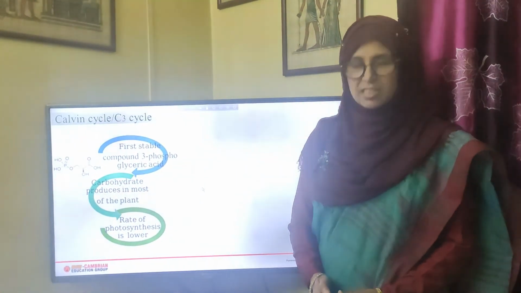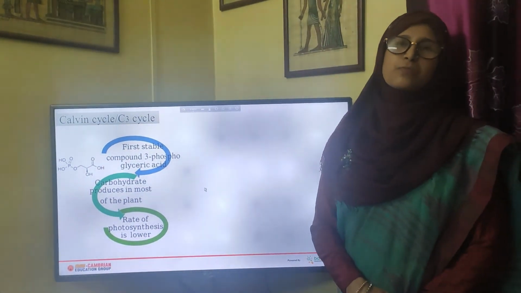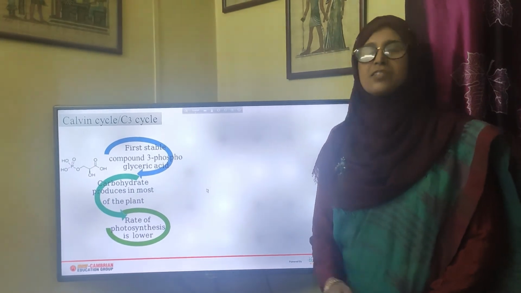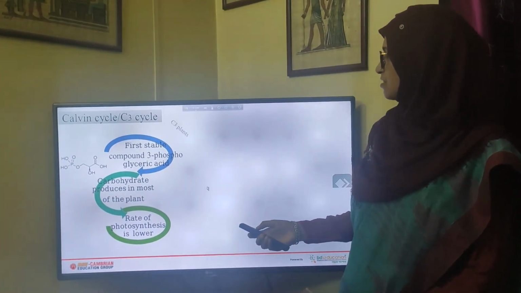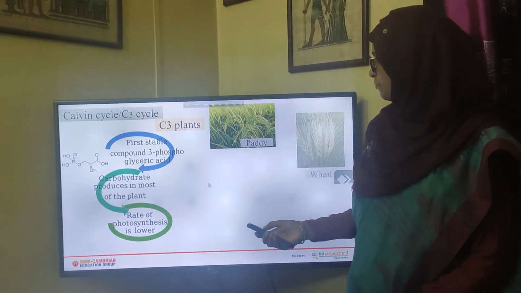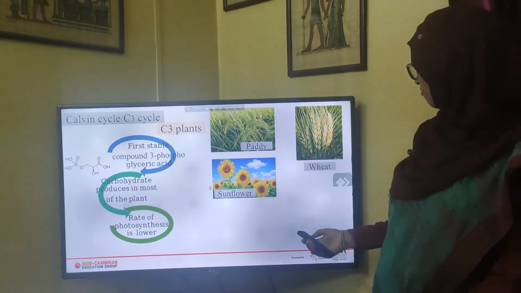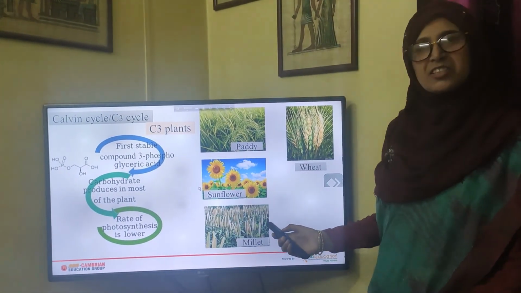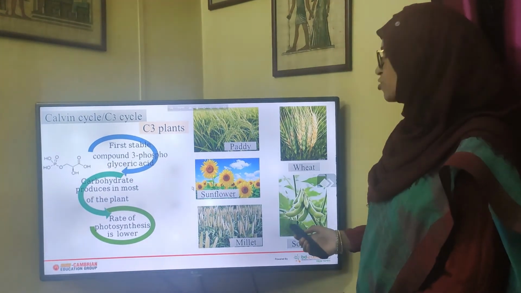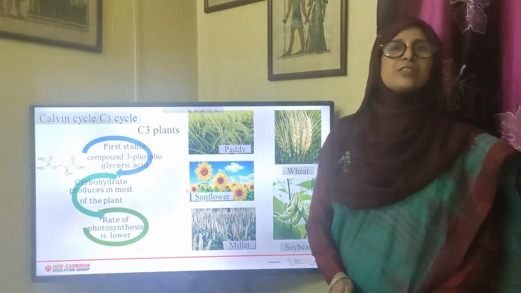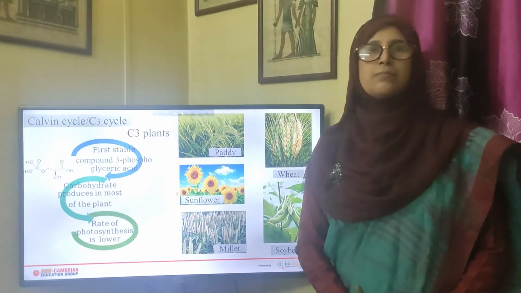So this is the C3 cycle, and in which plants does this cycle take place? These plants are C3 plants. Let's see the examples of C3 plants: paddy, wheat, sunflower, millet, that means barley, and soybean. These are the examples of C3 cycle or C3 plants.